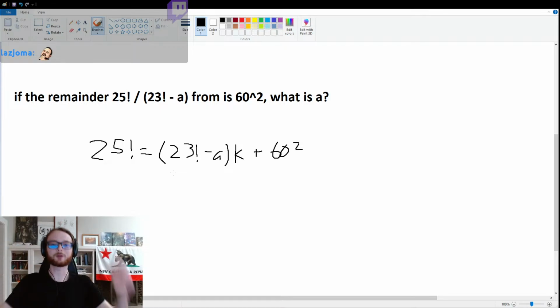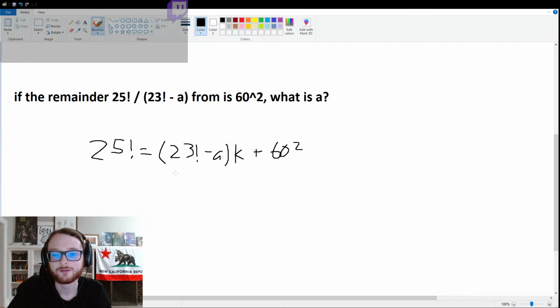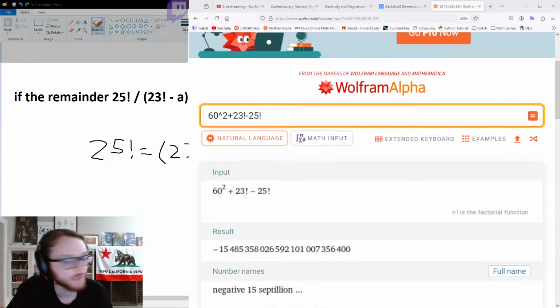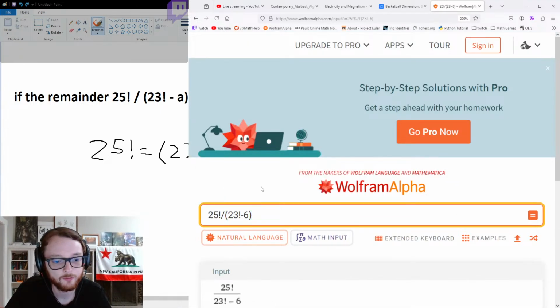This is such a weird problem. I must be missing something because I feel like there should be many different answers because of this k. Let's just verify that answer that you said, that it is a 6.